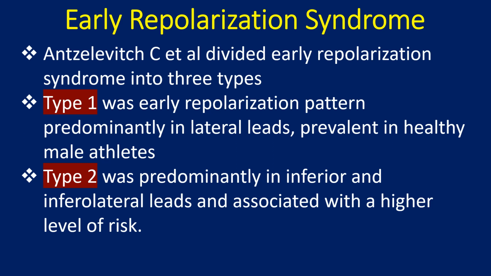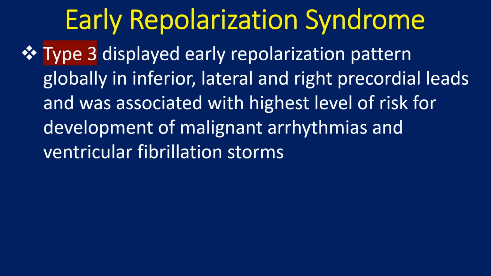Antzelevitch and colleagues divided early repolarization syndrome into three types. Type 1 was early repolarization pattern predominantly in lateral leads, prevalent in healthy male athletes. Type 2 was predominantly in inferior and infralateral leads and associated with a higher level of risk. Type 3 displayed early repolarization pattern globally in inferior, lateral and right precordial leads and was associated with highest level of risk for development of malignant arrhythmias and ventricular fibrillation storms.